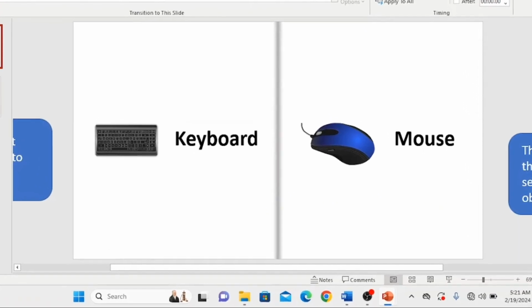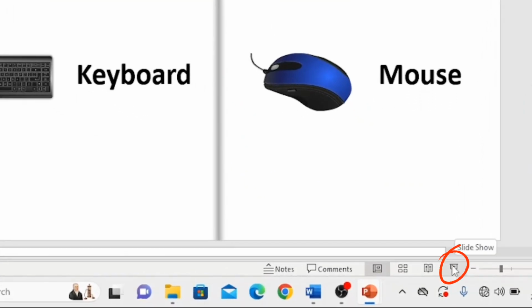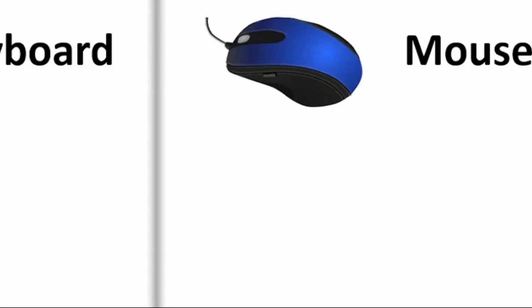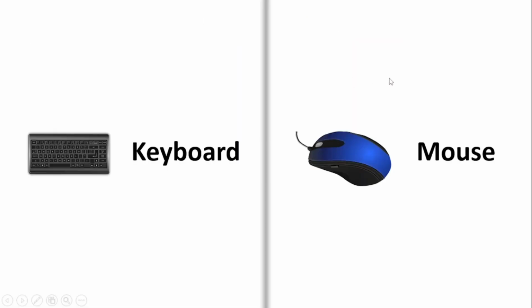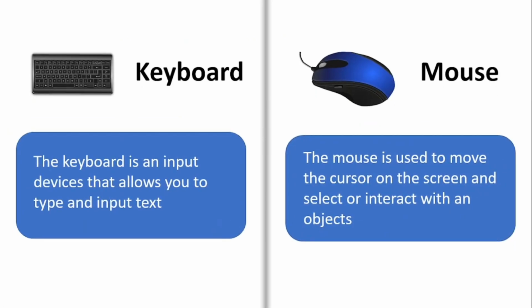Now let's preview it. For the preview mode of the slideshow, come to this icon, then click on it. So once you click on it, then as you can see, this is how you can use morph transition to move from one slide to another in a more professional way.